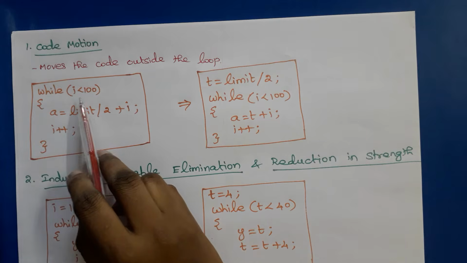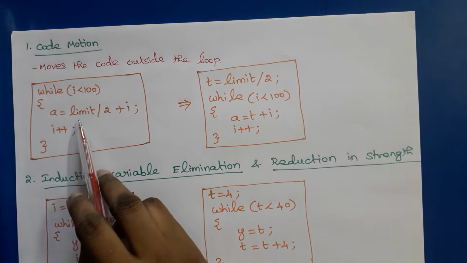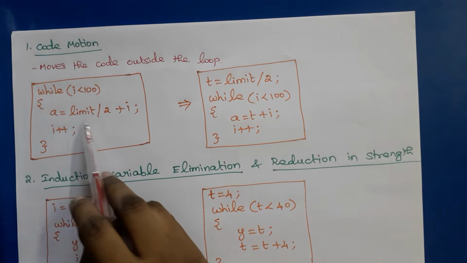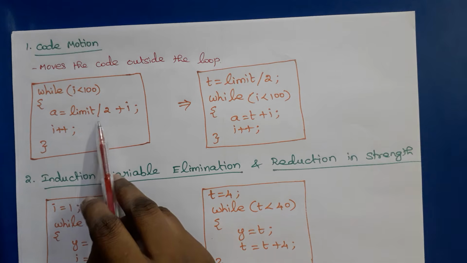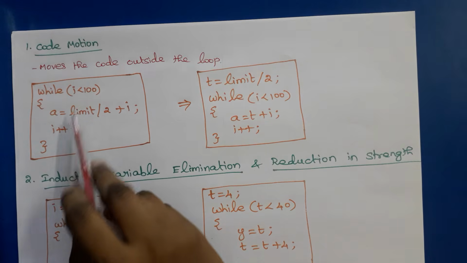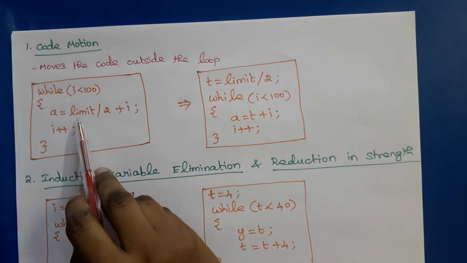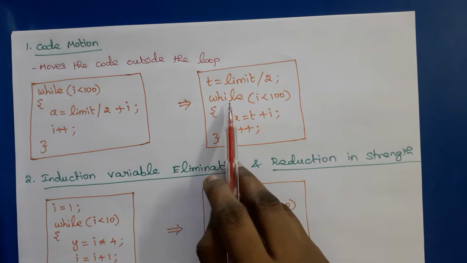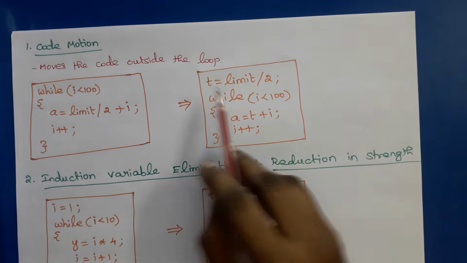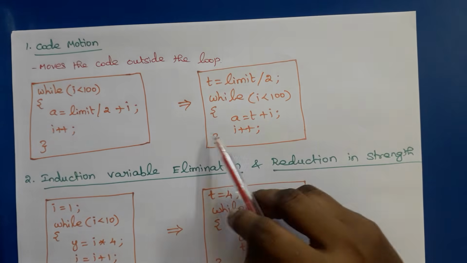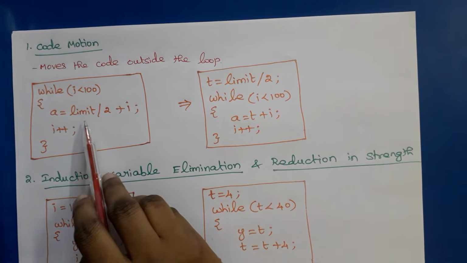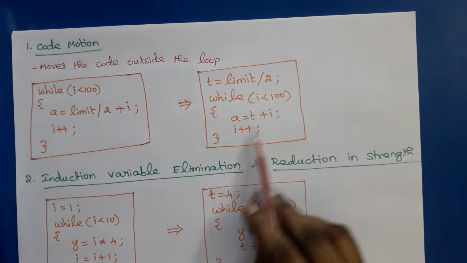Okay, so here this loop is executed 100 times, and here a equals limit divided by 2 plus I. So here limit divided by 2 is a loop invariant computation, that is, it is not depending upon the loop. So this can be moved outside the loop as in this example. This is the unoptimized code and this is the optimized code. Here limit divided by 2 is placed outside the loop and this result is stored into some temporary variable t. And inside the loop, instead of limit divided by 2, we have to use t plus I plus plus.